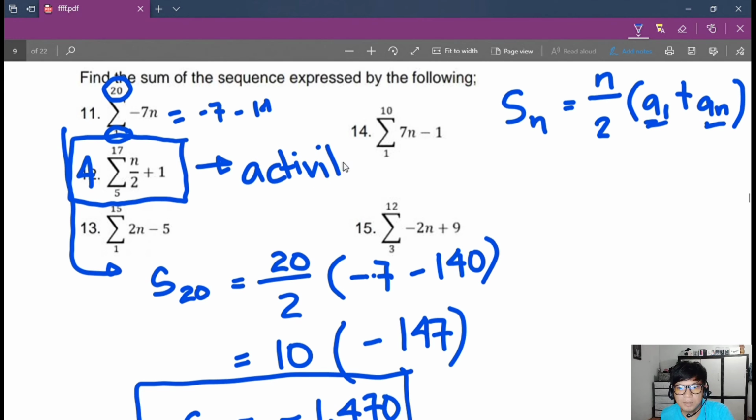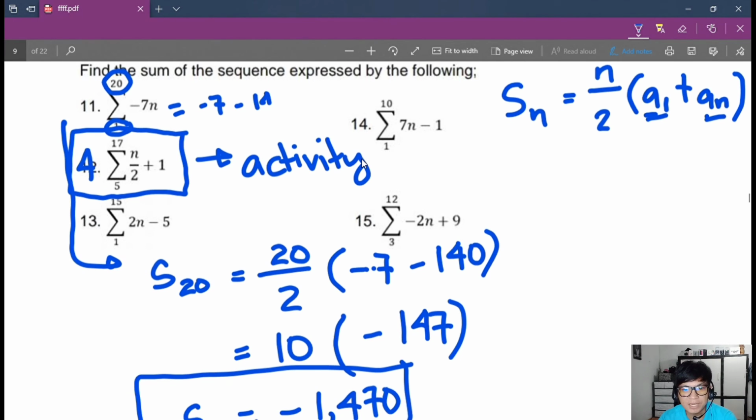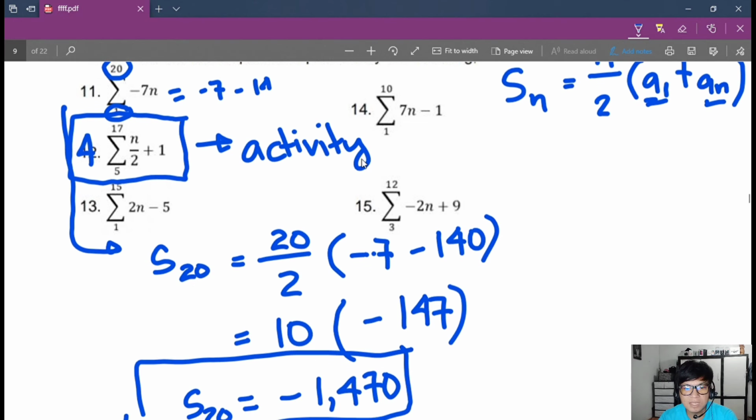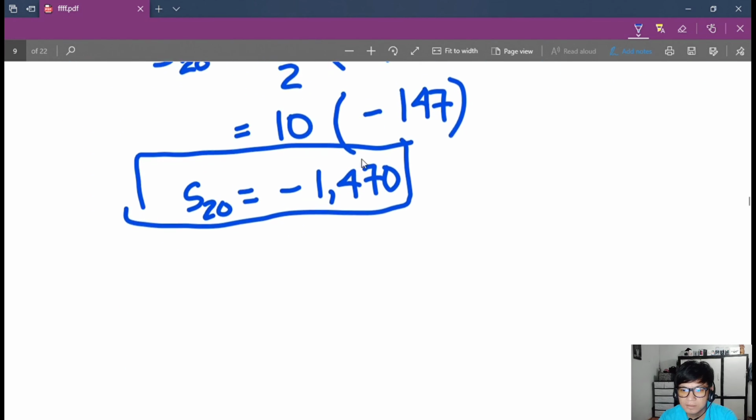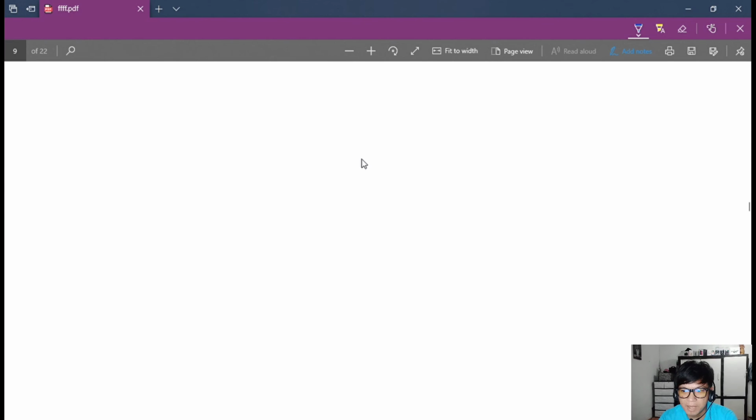So ganun din, individual ha, kada isang item, isang papel para hiwa-hiwalay sila. Pero pag scan ninyo, pwede man siyang i-merge. Pwede i-merge lahat ng napicturean niyo into one PDF using your cam scanner. So yan yung activity number 4. Meron pa ba?